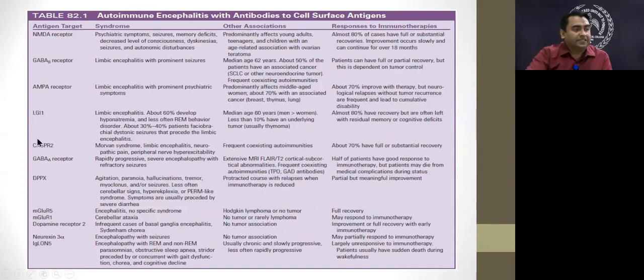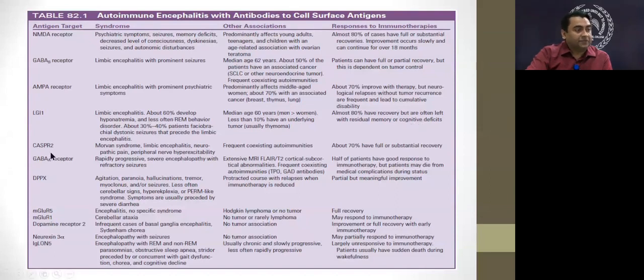LGI1 antibody and Caspr2, which are the VGKC associated antibodies. LGI1 typically presents as a limbic encephalitis, with a majority of them having hyponatremia and REM sleep behavior disorder. A typical finding in LGI1 is the faciobrachial dystonic seizure. Epidemiologically, the most commonly affected are men, usually in the elderly age group. Less than 10% here are known to have an associated underlying cancer, usually a thymoma, with good response to therapy.